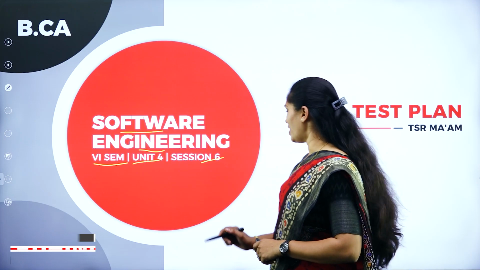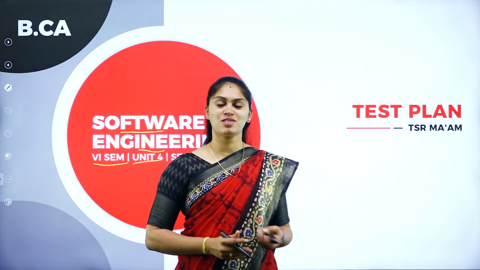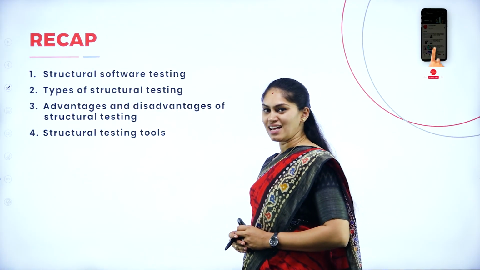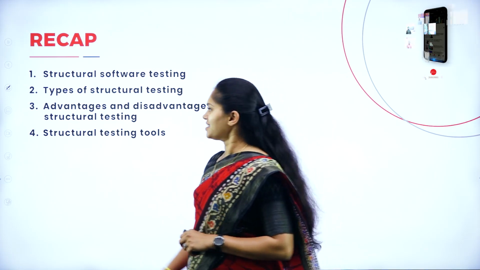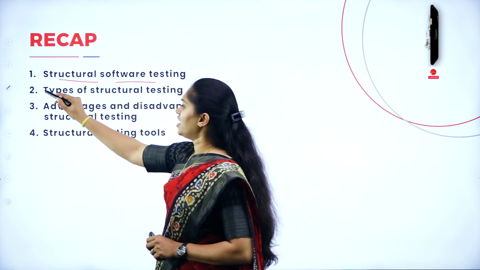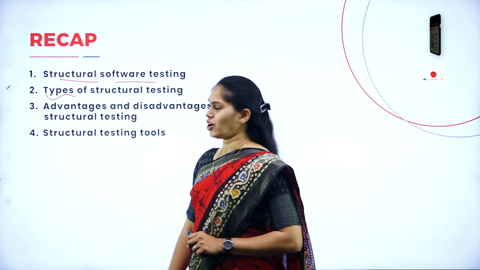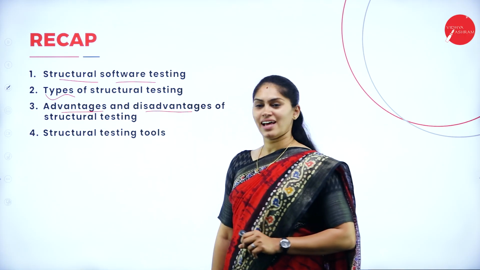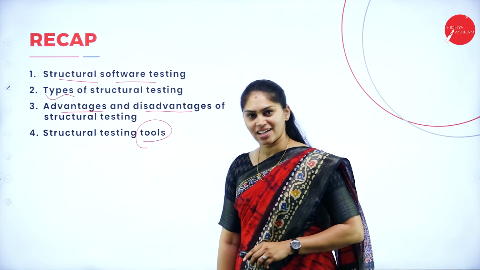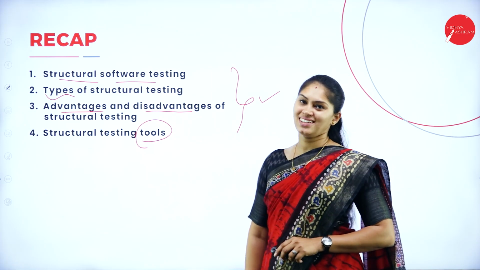So before getting into our 6th session of Unit 4, that's all regarding this test plan. Before that, we'll just have a quick recap of our previous session. In the last session of this unit, we had a discussion regarding structural software testing, and also discussed what types we have under structural software testing, and we got to know the advantages as well as disadvantages, and what tools we have in order to do structural testing. These are the concepts that I discussed in my last session.